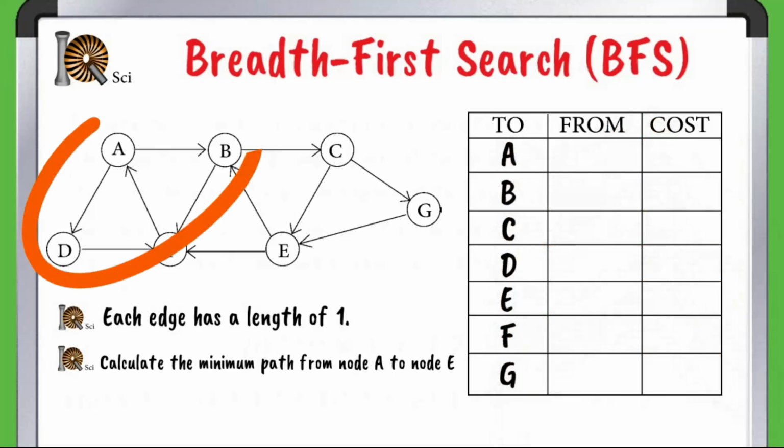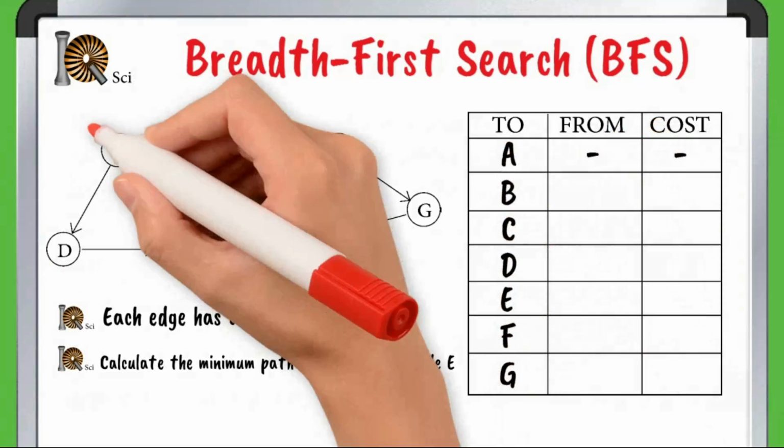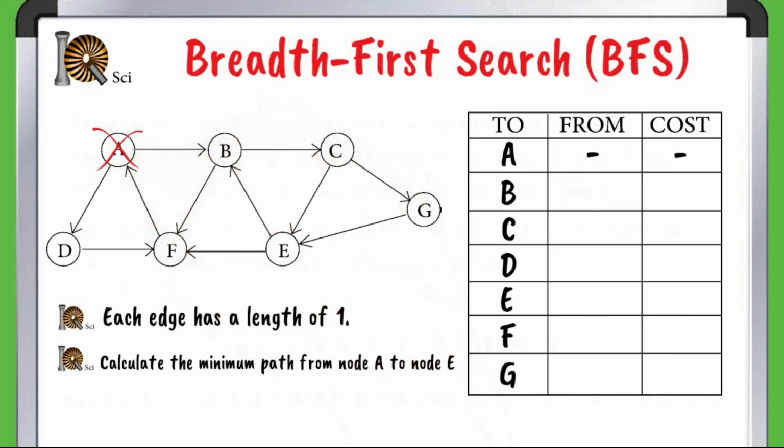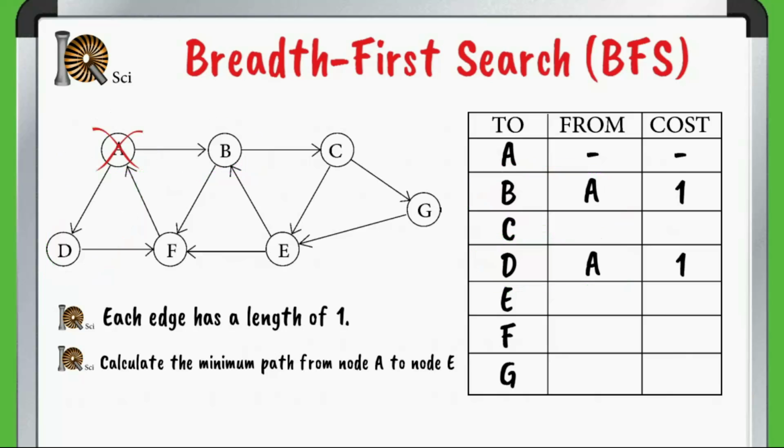At first, we visit node A's neighbors. They are B and D, so mark A as visited. In the table, write A in the from column in front of B and D. It means moving from A to B and from A to D is possible. In the cost column, write the weight of the connection between the starting point and B and D.